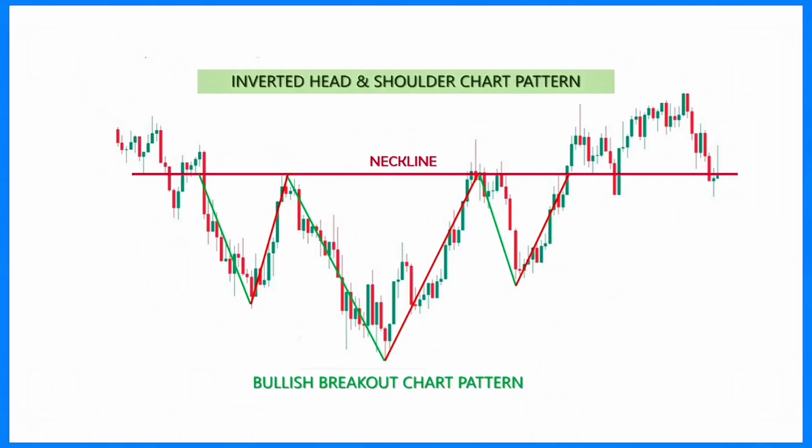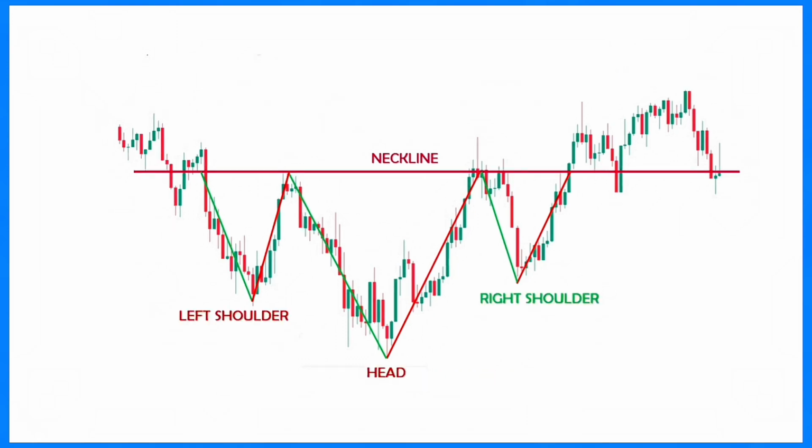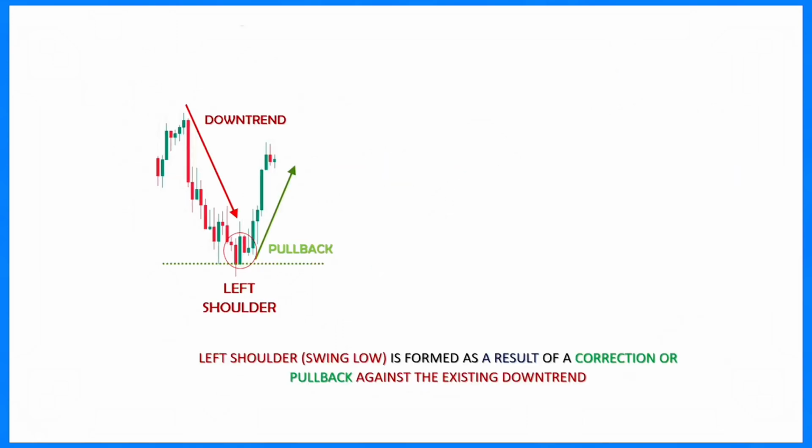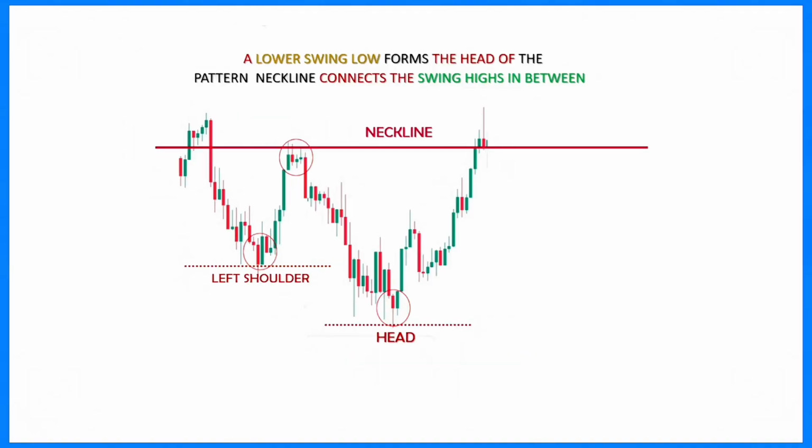It's basically a mirror reflection of the standard head and shoulders, so let's break down its structure quickly. The left shoulder forms as price pulls back during a downtrend, usually from profit-taking or early buyers stepping in. But sellers still control the market and push price to new lows, which forms the head of the pattern. At this point, we notice buyers fighting back with a stronger pullback, a clear sign that selling pressure is fading.